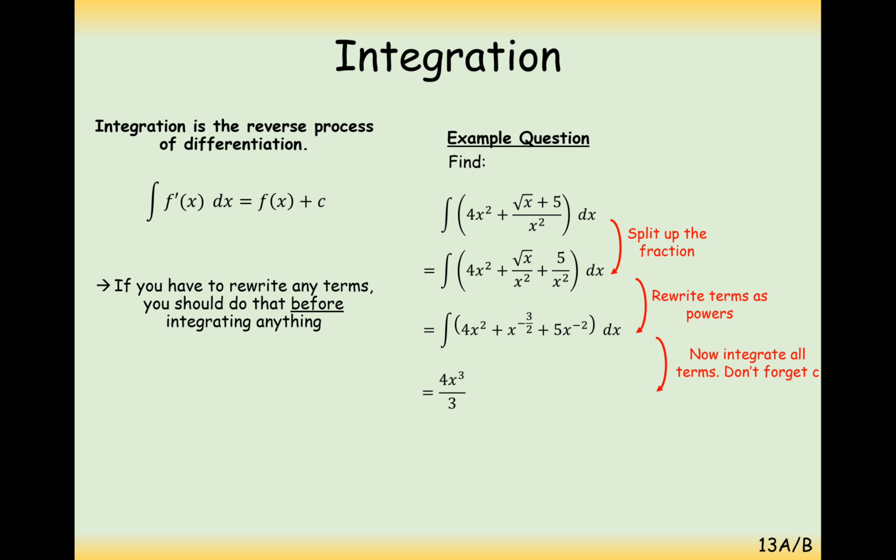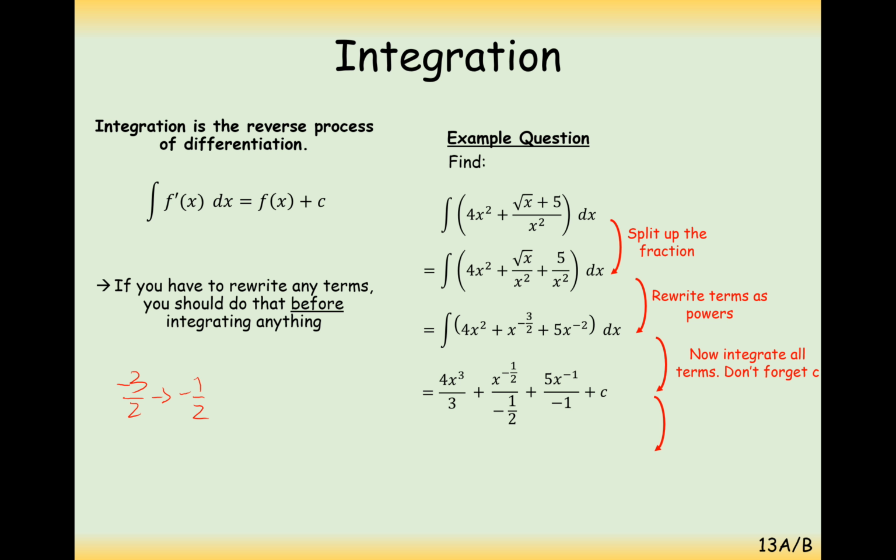So with the minus 3 over 2, the minus 3 over 2 will increase to a minus a half. So we're dividing by minus a half, which is the same as timesing by minus 2. So we'll write this out to start with. And for the next one here, it's increase the power by 1, so it's now minus 1 and divide by that new power, so it'll be minus 1 plus the c.